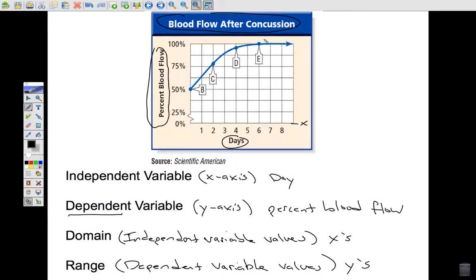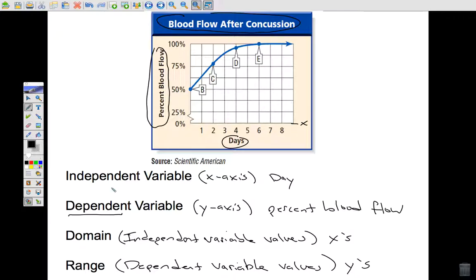Now, I would presume, based on a different case, maybe if you had a really severe concussion, you don't have 50% blood flow, it's even lower. But the bottom line is, in this particular case, the lowest number is 50%, the highest number is 100%. So you'd say your range is between 50 to 100%, or you may want to pick out those specific numbers, say 50, 80, whatever they are, up to 100, okay?